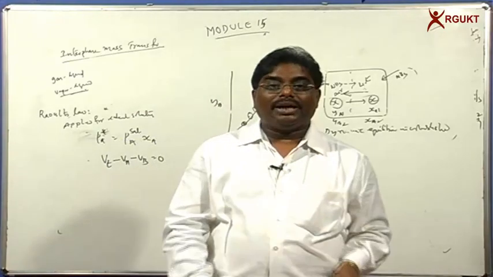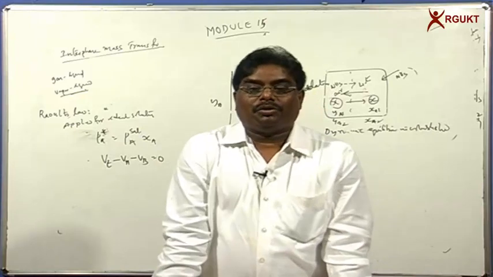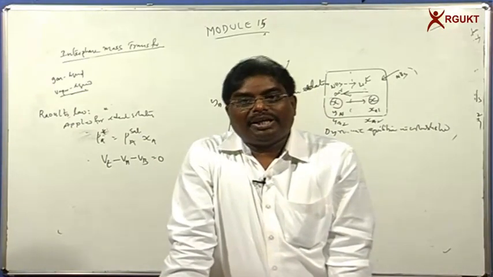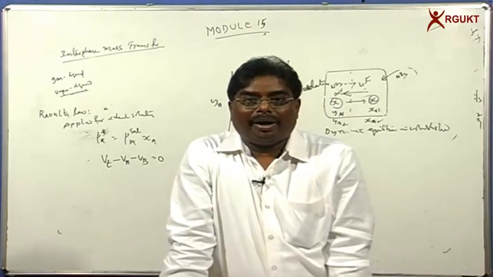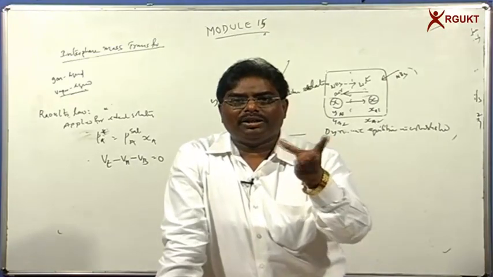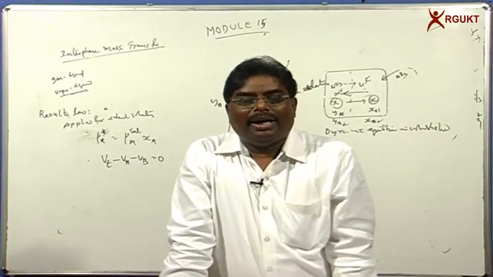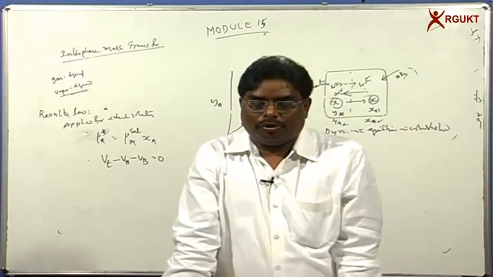If the solution is not an ideal solution, your Vt minus Va minus Vb may not be equal to 0. That is the reason when you take 50 ml of ethanol and 50 ml of water and mix these two, the volume may not be equal to 100, because the molecules may be compressing or expanding. So the volume may be a little lower or higher than 100, and if that is happening, then we don't call it an ideal solution.